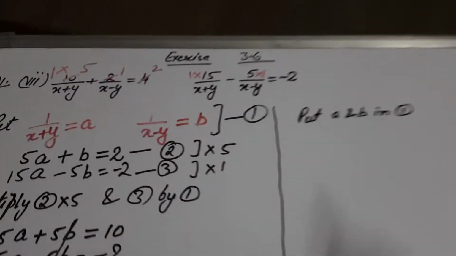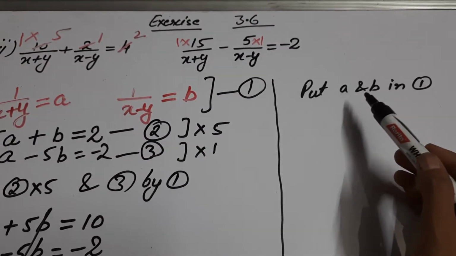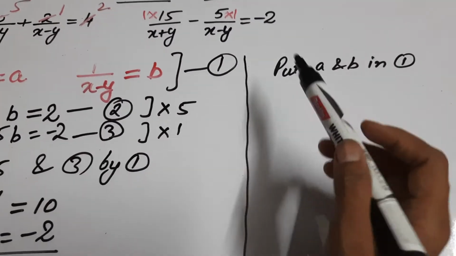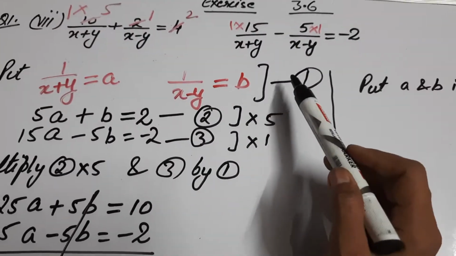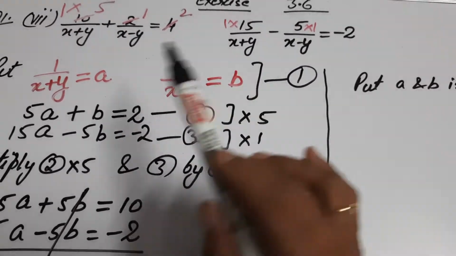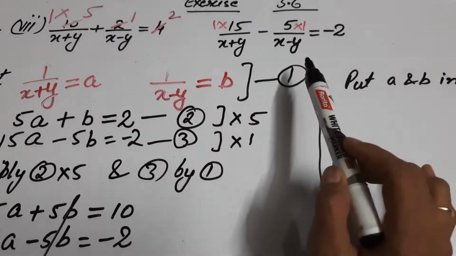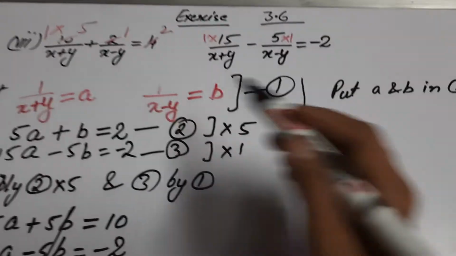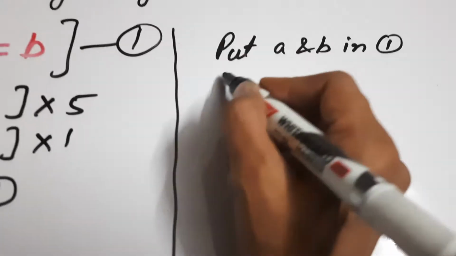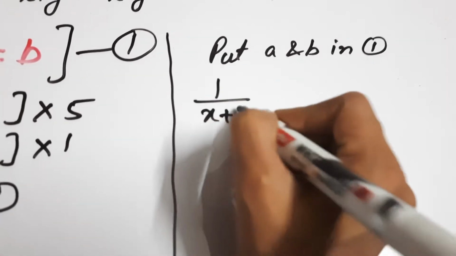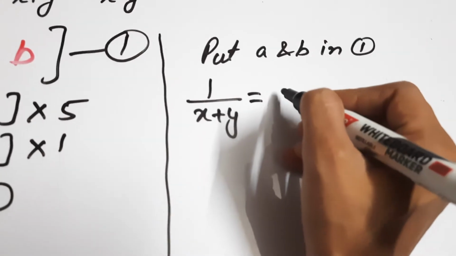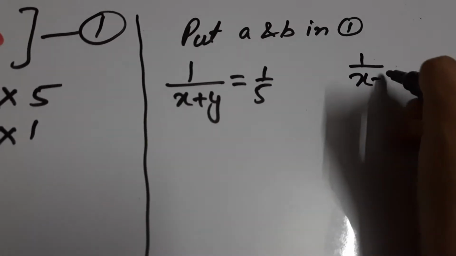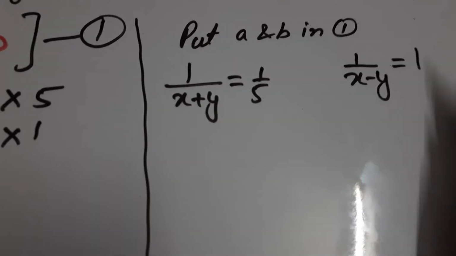Now the main step next is put a and b. As I told you, we will put these values in the equation in which we have started using these. So we have started taking a and b in first equation, so we'll take here. So put a and b in 1. So 1 by x plus y is equal to a. What is a? It is 1 by 5. And 1 by x minus y is equal to b, that is 1.